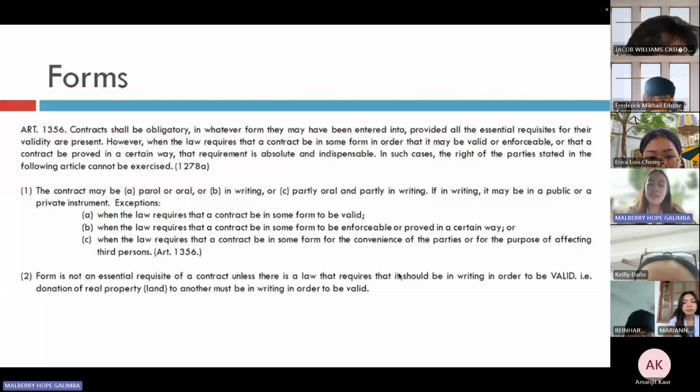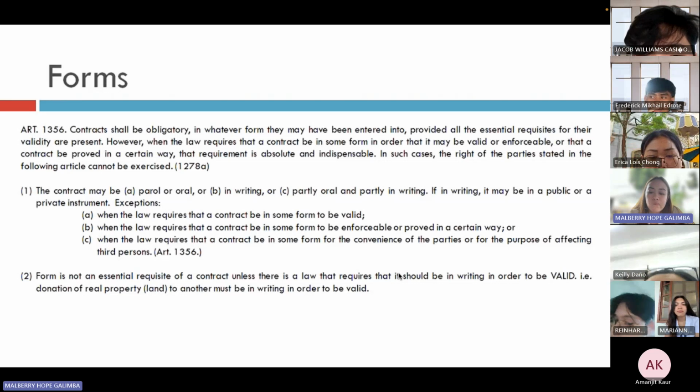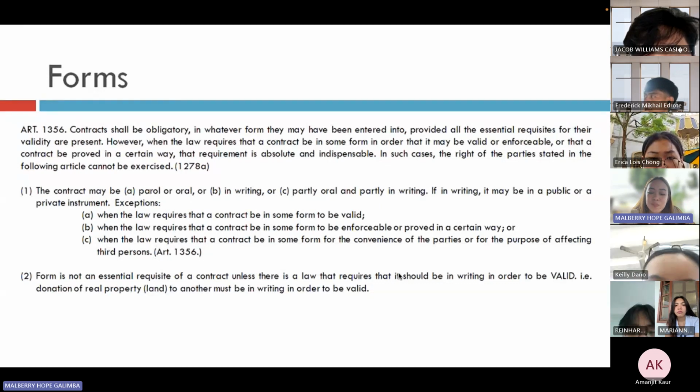About the essential requisites or essential elements of a contract. And you have learned that in order for a contract to be valid, there must be the presence of three essential requisites, such as a valid object, a valid cause or consideration, and a valid consent. Now, the form of a contract is not essential to the validity of a contract because there are only three essential requisites of a contract: consent, object, cause, or consideration.